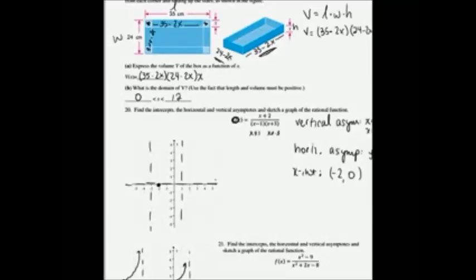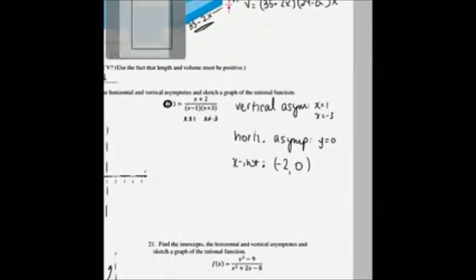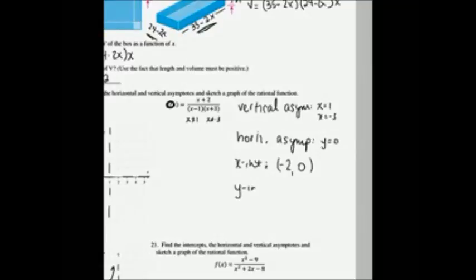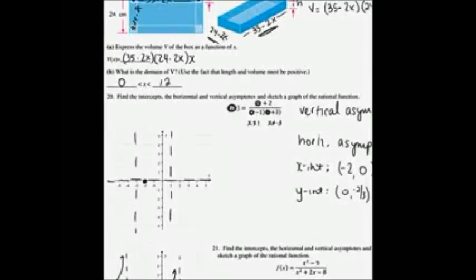Now we find the y-intercept by letting all the x's equal 0. So if that was a 0, that were a 0, and that were a 0, we'd have 2 divided by -3, so -2/3. Zero comma -2/3 is about right there.